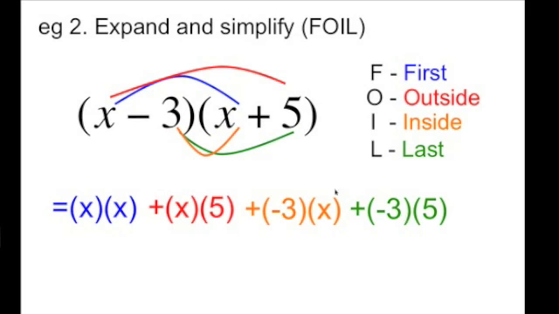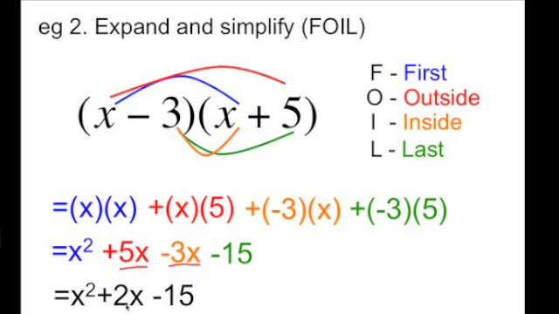You can even skip that step, and all you have to do is go straight to x squared, 5x, well, minus 3x, and minus 15. Now you have 5 x's, and you're subtracting 3 x's, so how many x's do you have left over? Well, you have 2 x's left over. So this is your final answer.